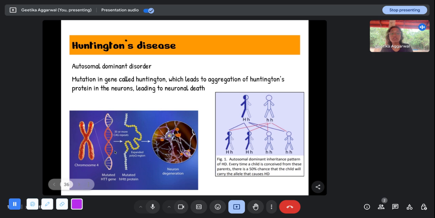Since there are so many repeats of this codon, the mutated protein has an expanded region because of these repeats. In a normal patient, these repeats are around 4 or 5. But because now there are 35 or more of these repeats, this protein gets aggregated in the neurons and it leads to neuronal disintegration or neuronal death. So this is what leads to Huntington's disease, and this is how it's passed on. So if a parent which has a capital H and a small h mates with a normal parent, then there is a 50% chance that the child might have Huntington's disease.